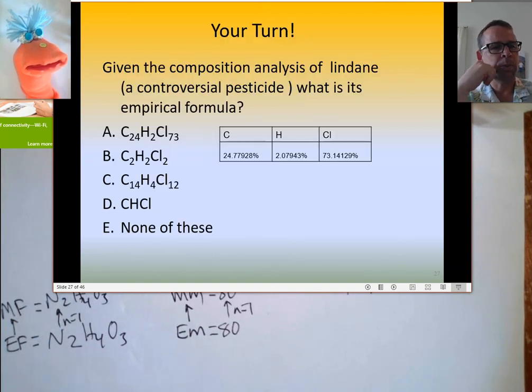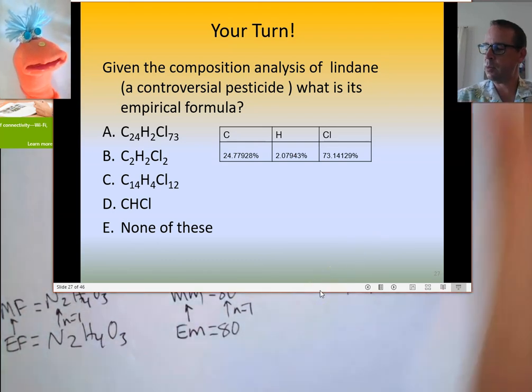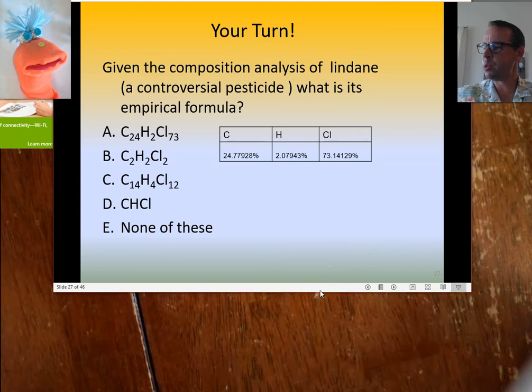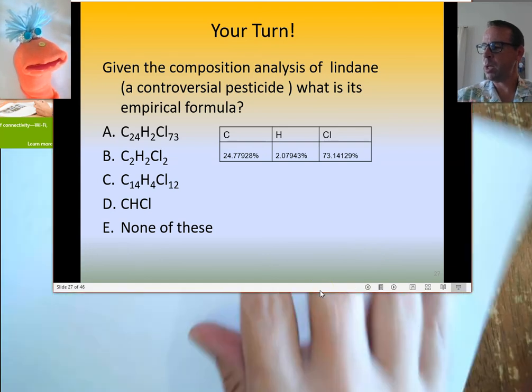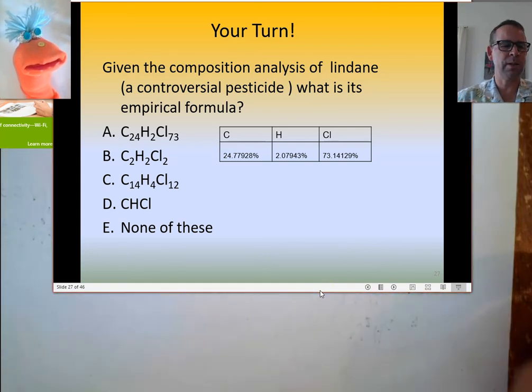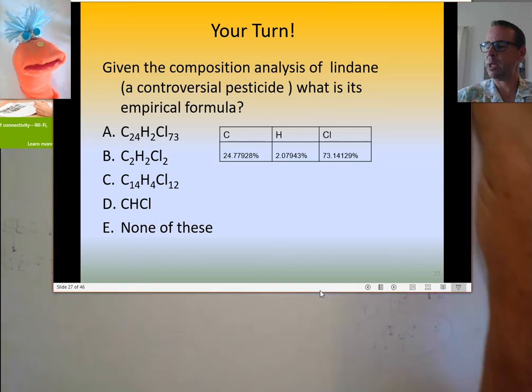So here we have a couple of different problems that now, in this case, we're given percentage of material, but we need to find the percentage of a third element.